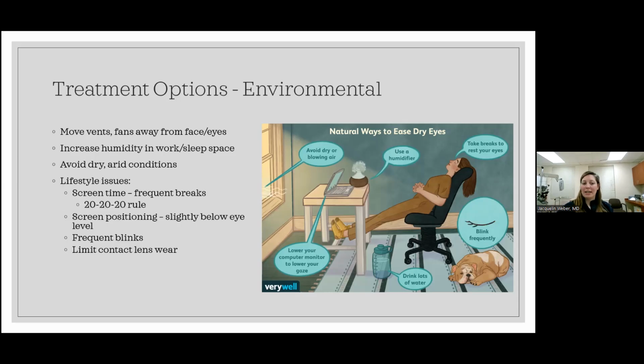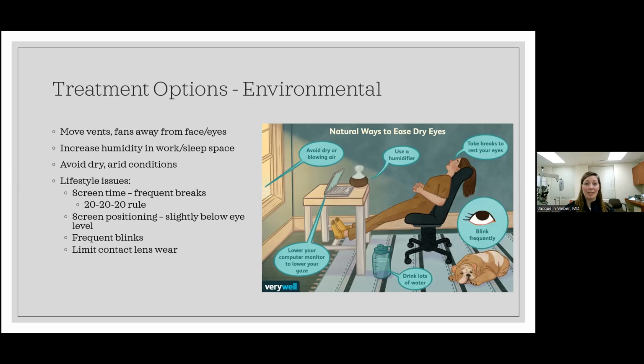And then there are a lot of kind of lifestyle things you can change about your workspace as well. So the screen time, we're going to talk about that a little bit more at the end of the presentation, but taking frequent breaks from screens is extremely helpful. We are all using screens a lot more than ever before, especially with everything moving to a virtual or an electronic or digital workspace. Using screens can definitely cause dry eye and eye strain. So taking frequent breaks from the screens can be very helpful.